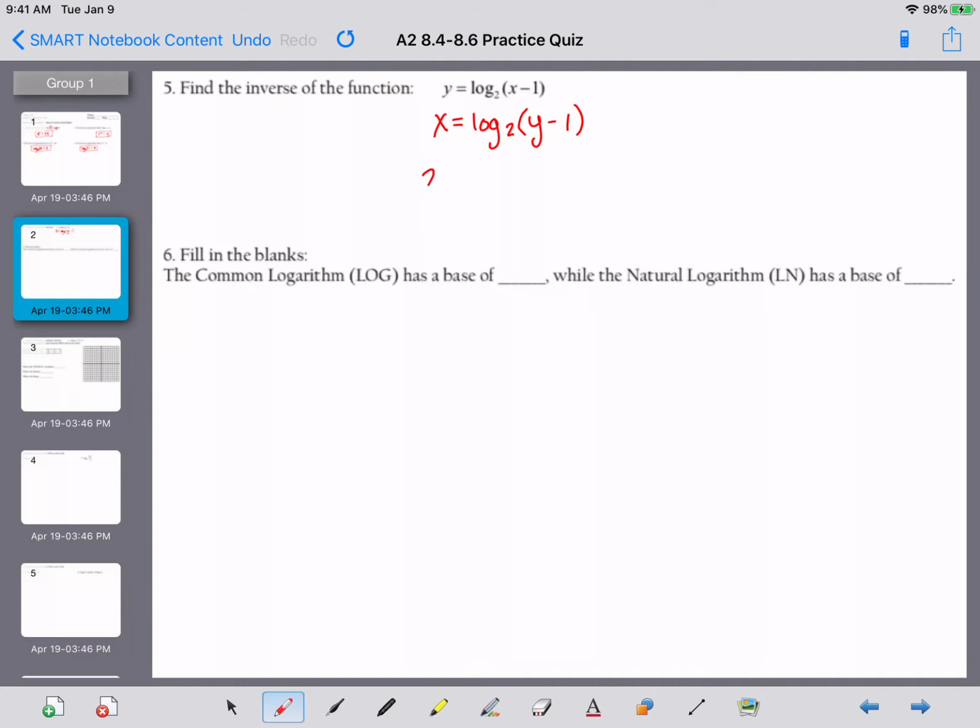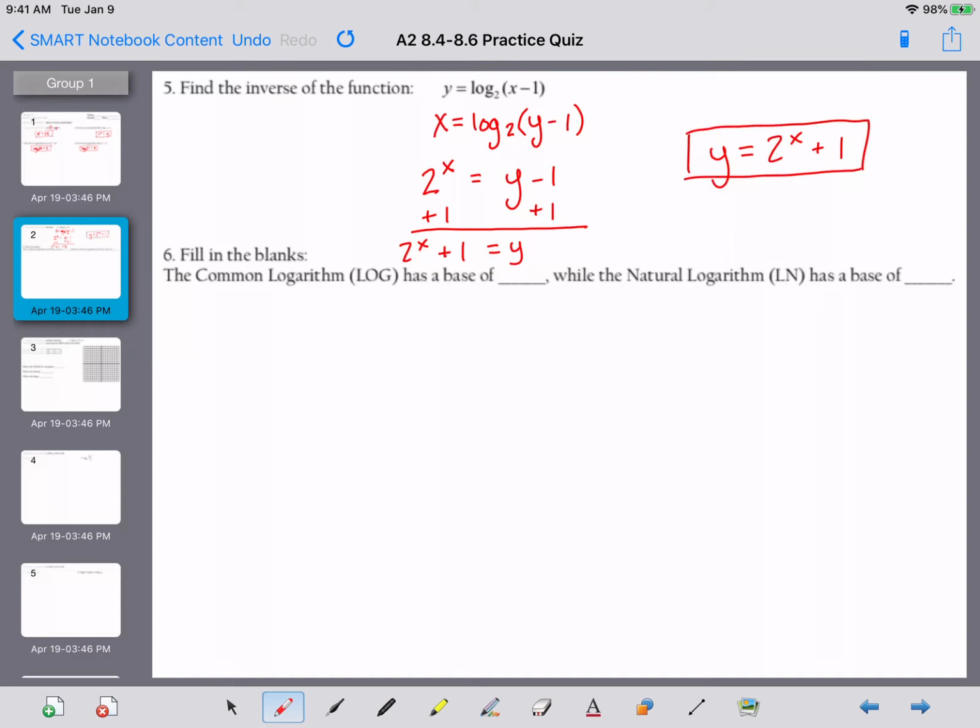So 2 is our base, x is our exponent, and then that equals the thing in the log, which is y minus 1. And our last step then is to get y by itself. So I'm going to go ahead and add this 1 over. So we end up with an answer of 2 to the power of x plus 1 is equal to y. And I always just like to rewrite that as y equals 2 to the power of x plus 1.